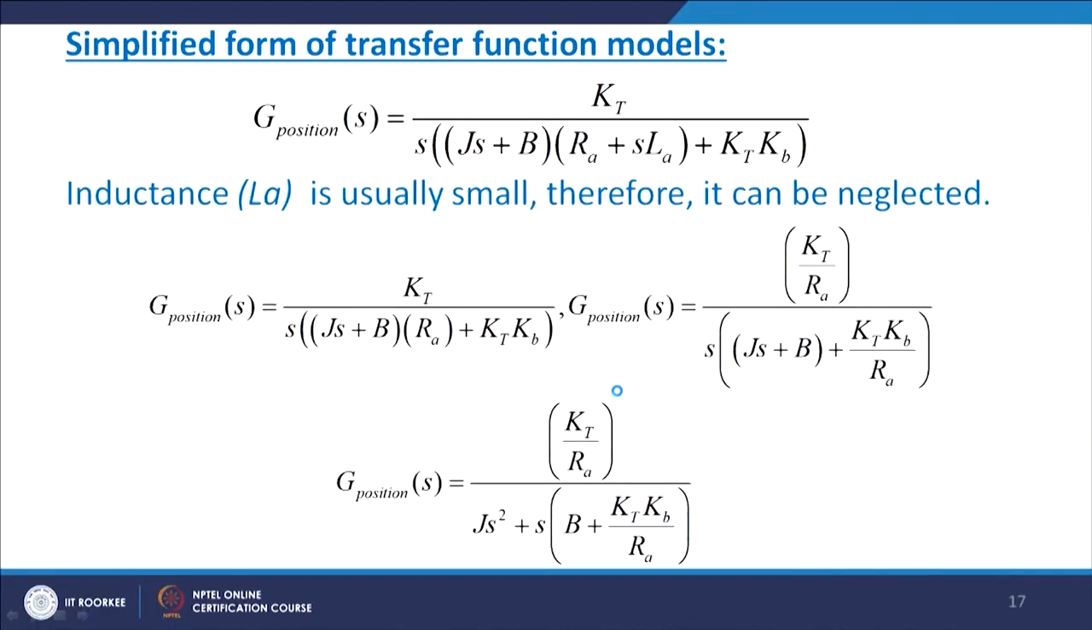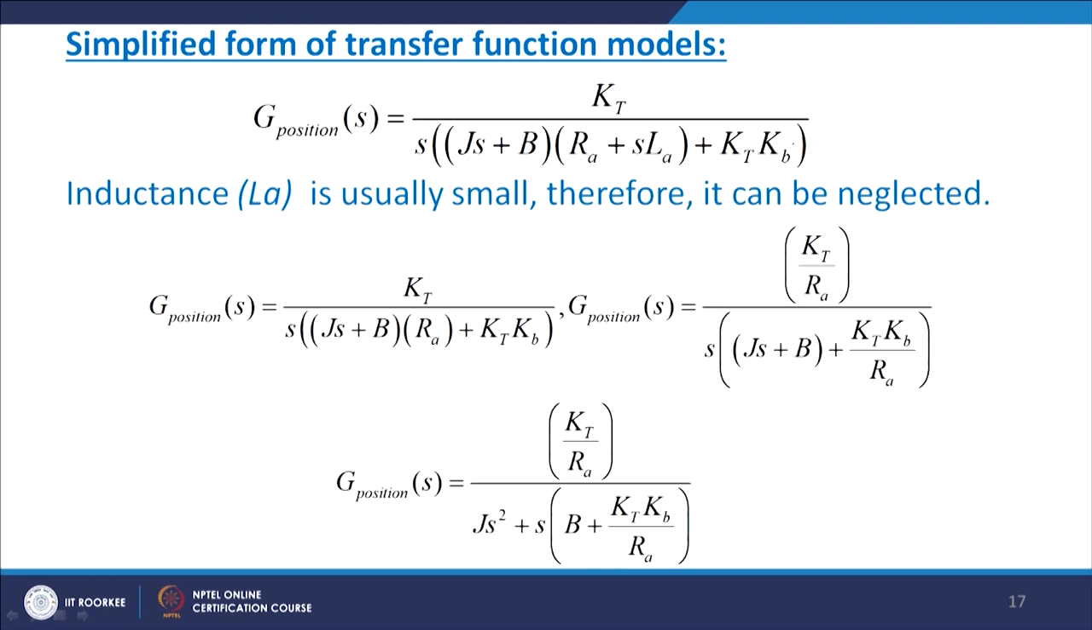Now, the simplified form of the transfer function model. As I have seen, the position control model is third order. In control literature, we will see that various model reduction techniques are available. They can reduce a higher order model to a lower order model. So there are some techniques available, but can we do that from the model itself? Just looking at it, can it reduce to second order or first order without using any techniques? So just see the model here. In this model, we have G position is s(Js + B)(R_A + sL_A) + K_T K_B.